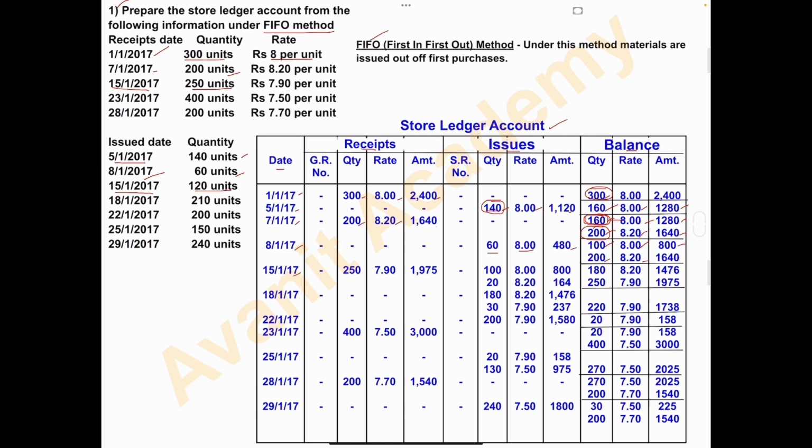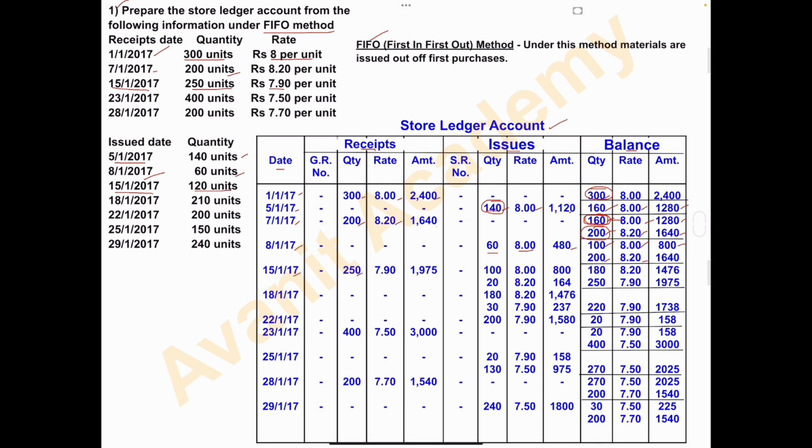So we'll take receipts first. On 15th January, how many units are purchased? 250 units. So write in the quantity column 250 units. And these goods are purchased at rupees 7.90 per unit. So that is the rate per unit.